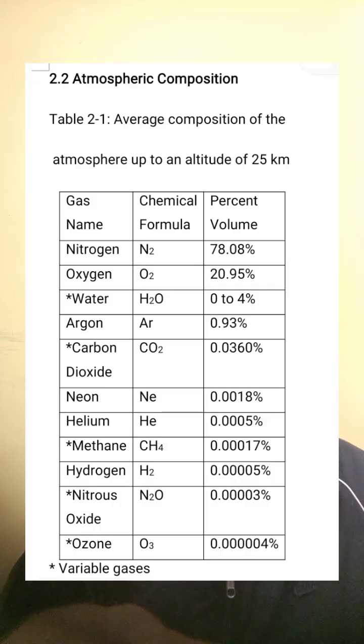Today's class is focused on atmospheric composition, vertical structures of the atmosphere, and the ozone layer. Here is a table that displays the composition of the atmosphere. Look at the table.